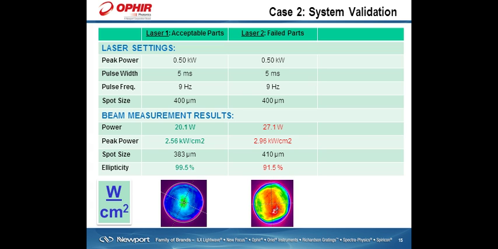Okay, so we take a set of measurements on the second laser system, and we got this. So the same parameters, right? We were getting an average power of 27 watts. We are getting a peak power or power density of almost 3 kilowatts per centimeter squared. We are actually getting a larger spot size, right? So if you think about your equation, you see how that affected the power density. We are getting an ellipticity value of about 92% instead of a nice round 99%. That's the actual beam profile that we are getting on the second laser.